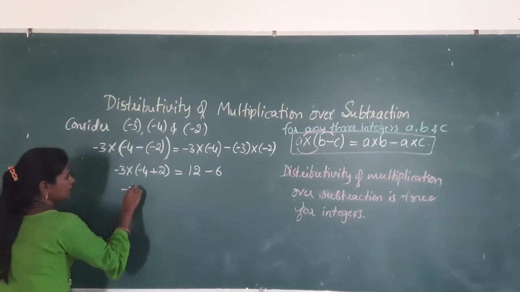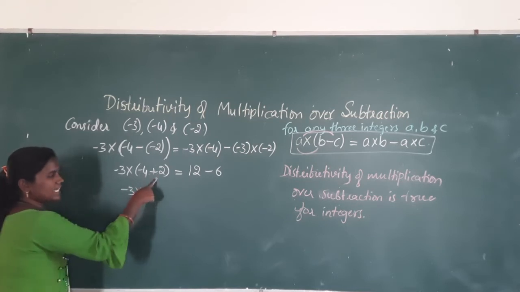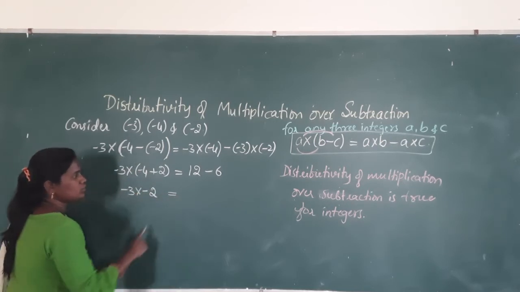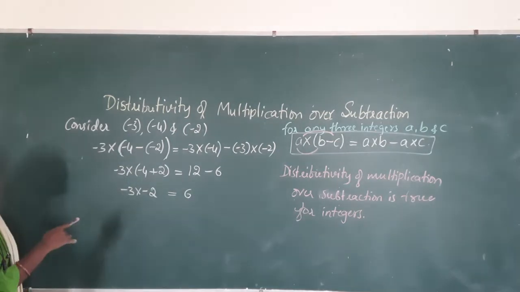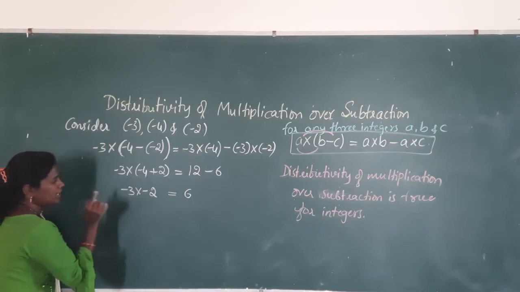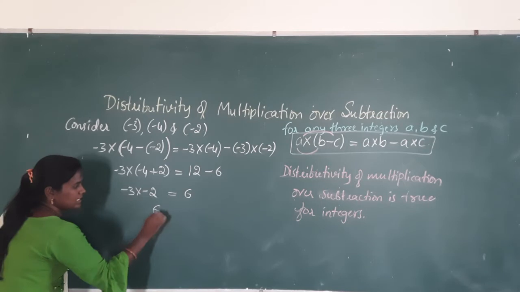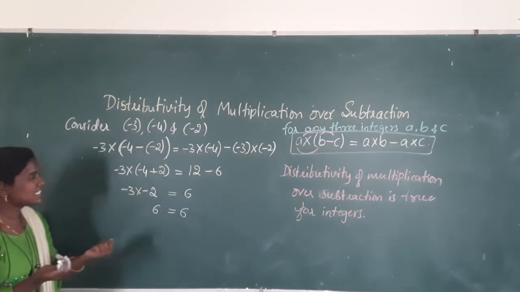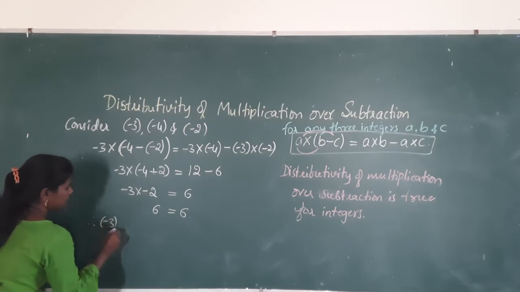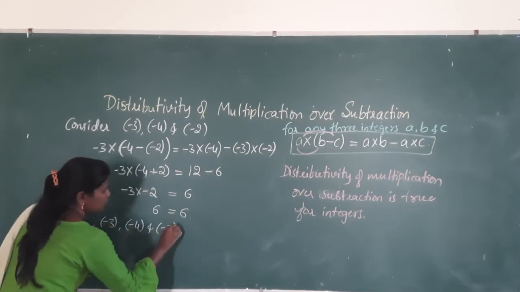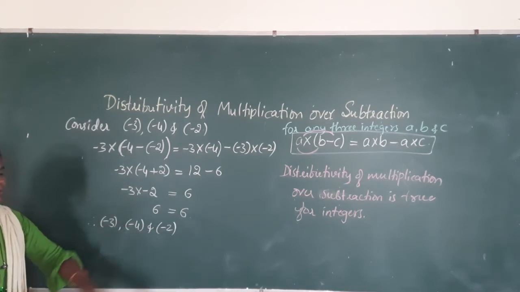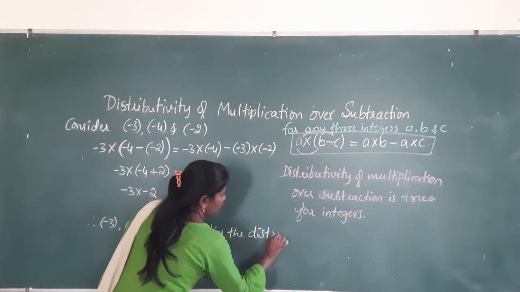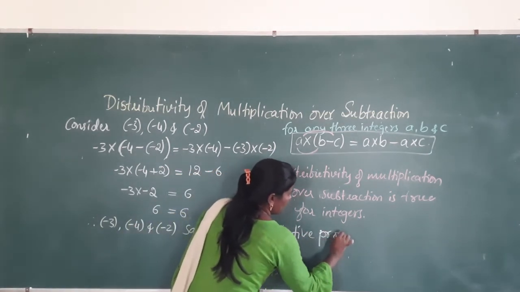Yes, now minus 3 into, see, different sign, subtract. 4 minus 2 is 2, bigger number is carrying negative sign. Yes, satisfies the distributive property.